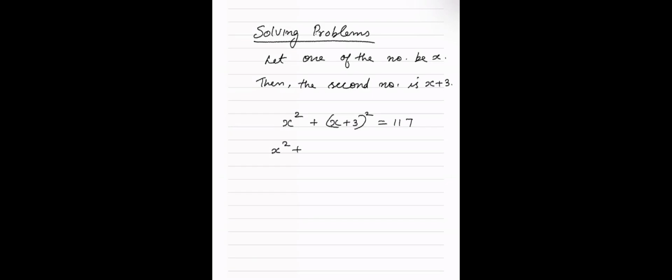Expand x plus 3 the whole square. x plus 3 the whole square follows the a plus b the whole square formula. So what is a plus b the whole square? a squared plus b squared plus 2ab, right? Yes, a square plus b square plus 2ab. This identity is what you have to use to expand x plus 3 the whole square. So you will get x square plus 6x plus 9 equal to 117.